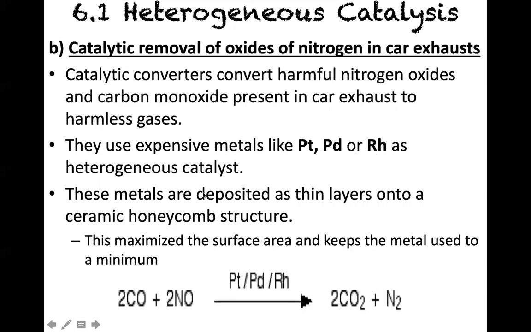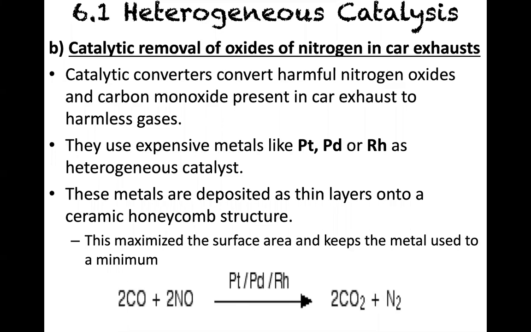Right now, this metal is coated onto a honeycomb structure. The reason why we have this honeycomb structure is to increase the surface area, maximize the surface area. The higher the surface area you have for the catalyst, the faster and more efficient your reaction is. So what does this catalytic converter do? It transforms your more harmful gas into a less harmful or harmless gas. Now you may argue carbon dioxide is not really that harmless, because it's a greenhouse gas. So basically, we're turning a harmful one into less harmful gases.